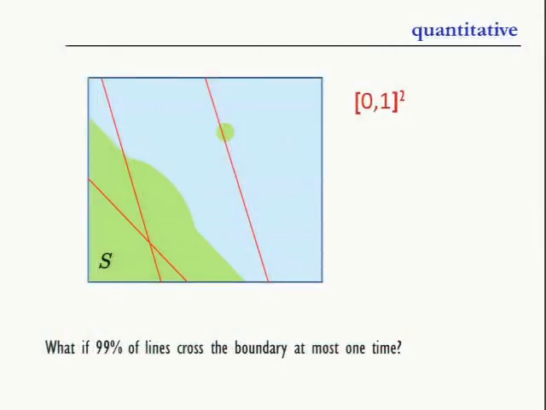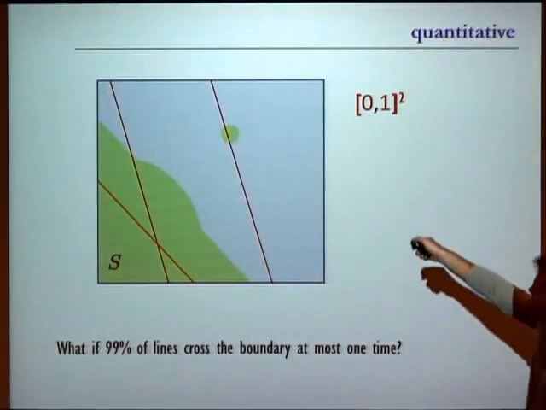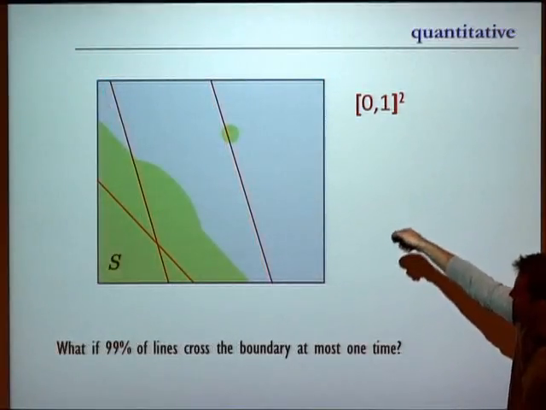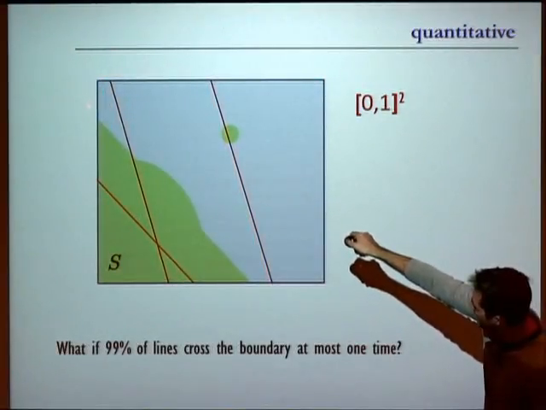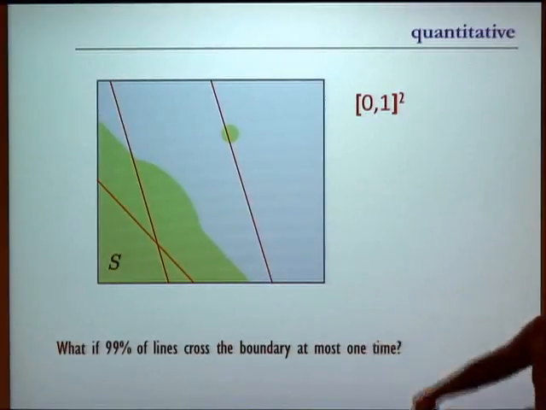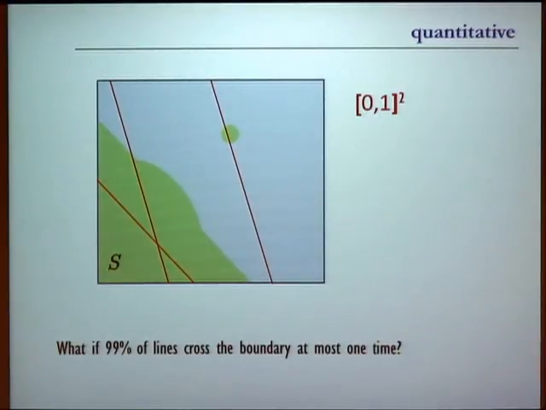So now I have a set where most lines cross once, but of course any line that goes through this dot crosses twice, and any line sort of at this bad angle crosses twice. So you can ask that question, right? And the goal would be to say that, for instance, in this case, the set has to be close, say, in symmetric difference to a half space, right?